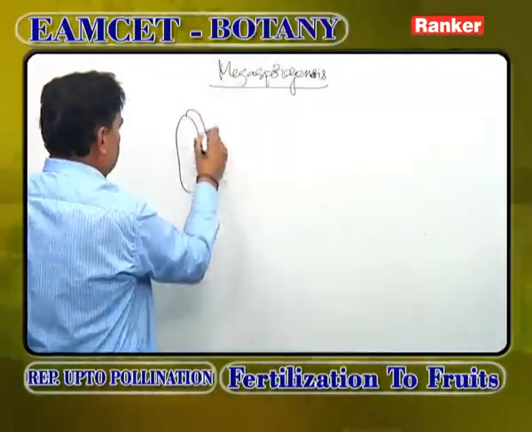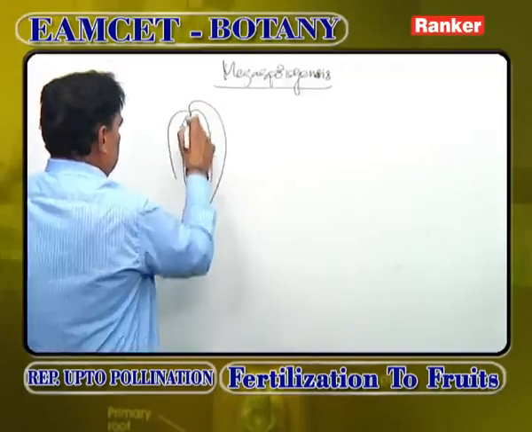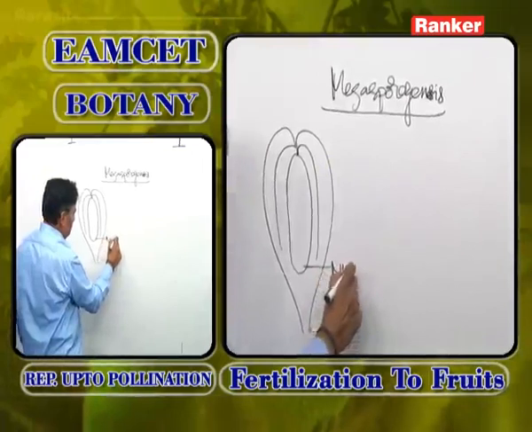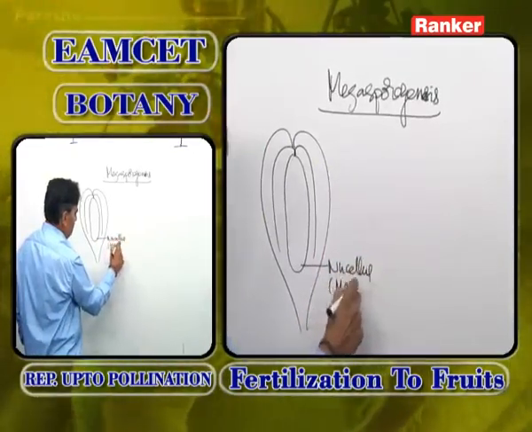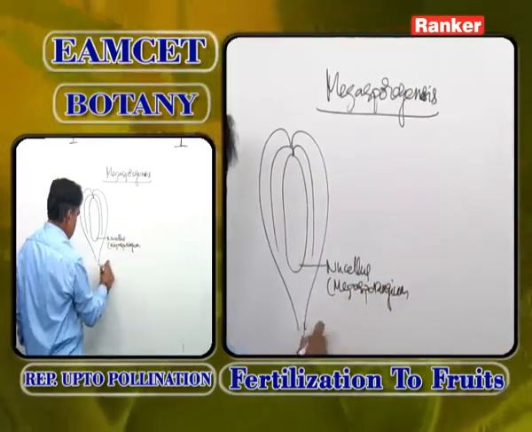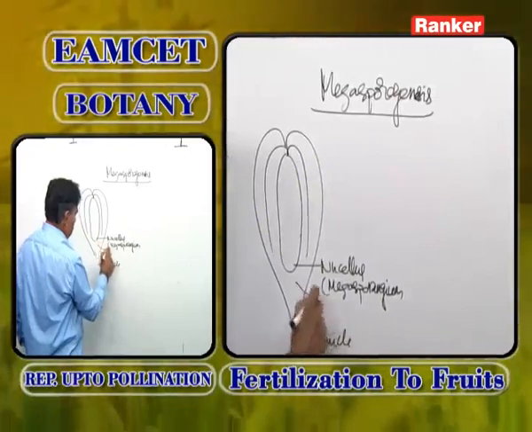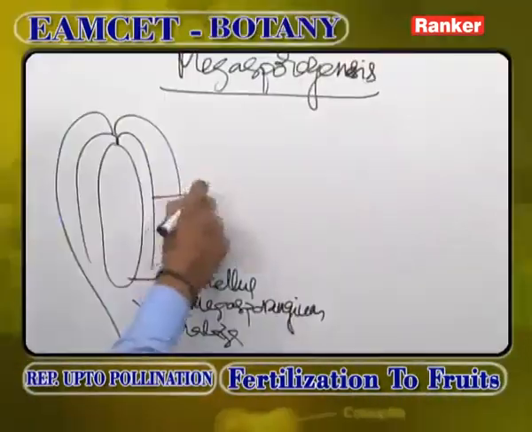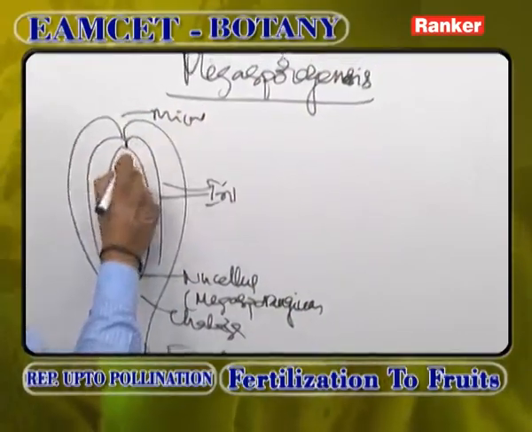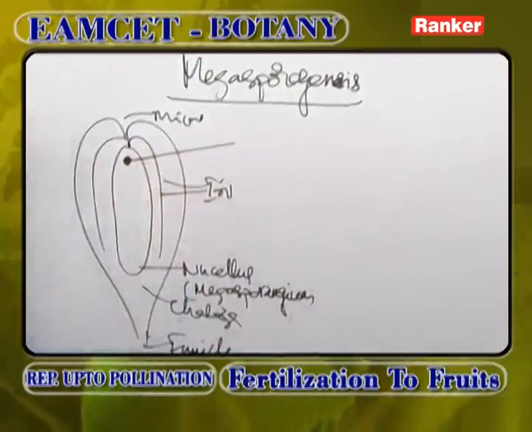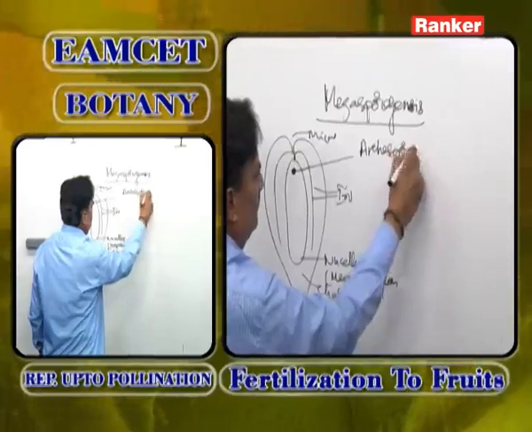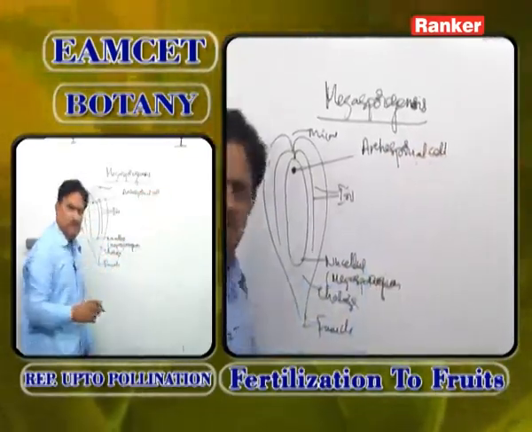Megasporogenesis normally takes place in ovules. Every ovule shows a central diploid nucellus, which is nothing but the megasporangium. It shows a funicle, chalaza, integuments, micropyle, and other things. During megasporogenesis, one of the hypodermal cells of the nucellus converts into a special cell called the archisporial cell. This chapter is important, that's why I am discussing it.